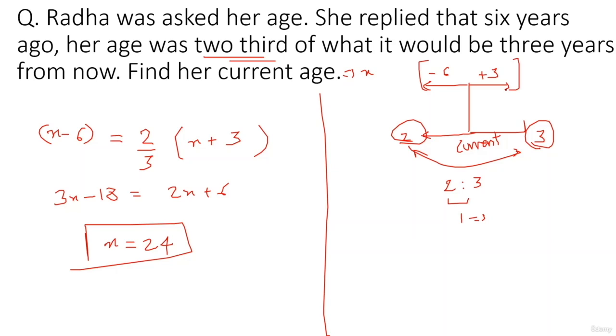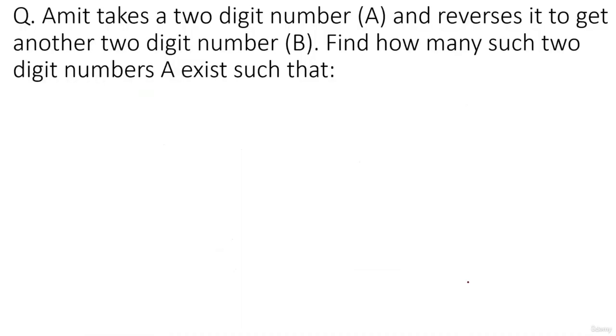This complete gap is how much, guys? 9 years, right? So 2 corresponds to 18 and 3 corresponds to 27. इसमें आप 6 साल जोड़ लो या इसमें आप 3 साल कम कर लो. Either way, her current age is 24 years, right? So you don't need to make equations. You can directly use ratios and solve the question.